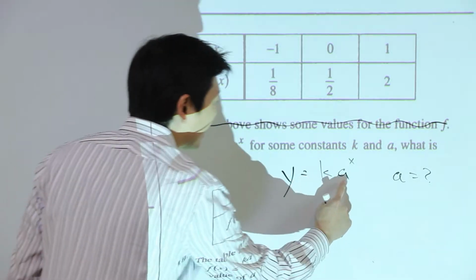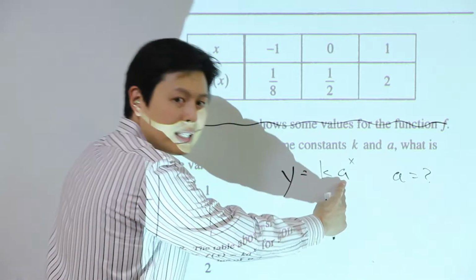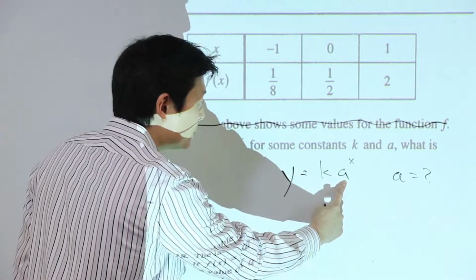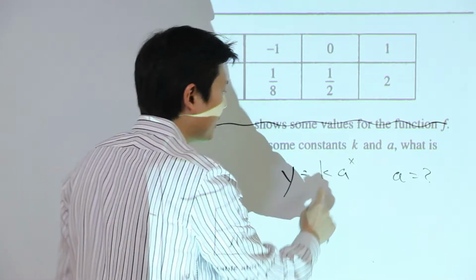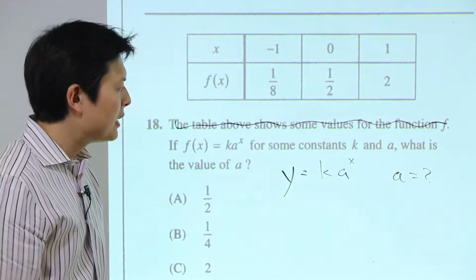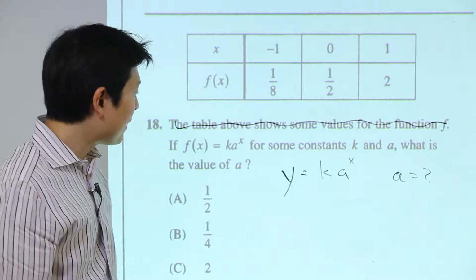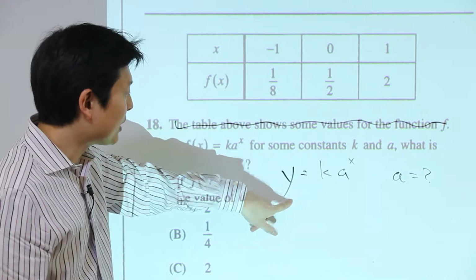In order to find a, right, which is right there, what do I need? I need the values of x, y, and k, right? I need 3 different values. Do they give us any of those values? Do they give us x? Do they give us y? Do they give us k?